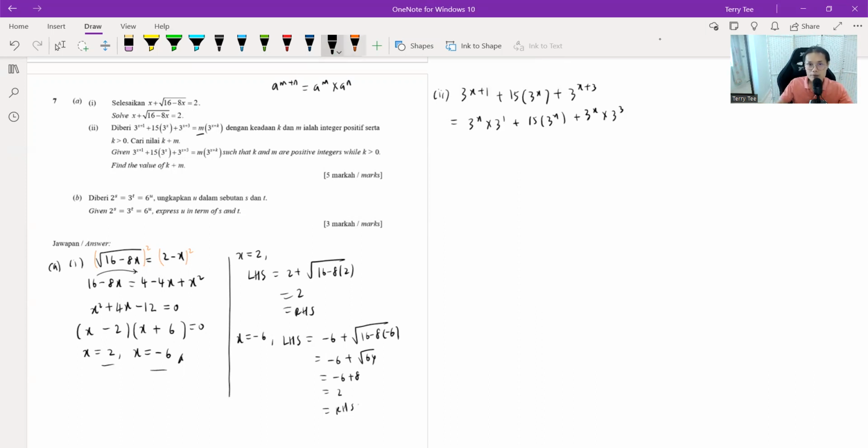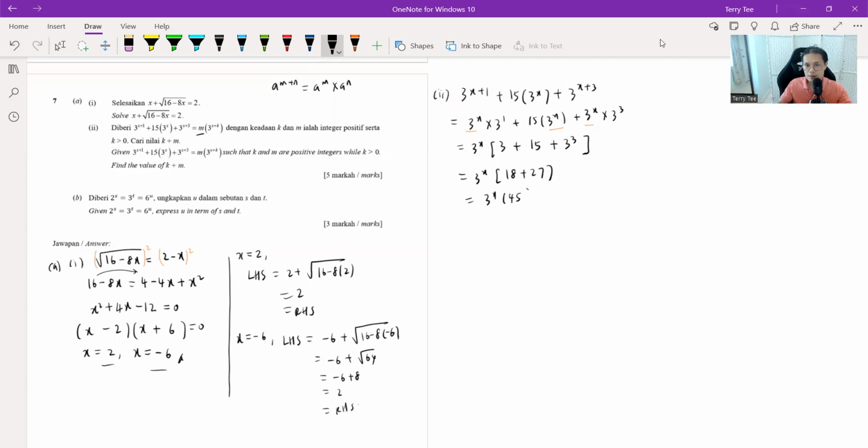Okay, here we have a common factor. My common factor is 3 power x. So we'll take out 3 power x, right? So I'm left with 3 here. I'm left with 15 here. And I'm left with 3 power 3. Yeah? Okay. Now, 3 power 3 is actually 27. So you can just do extra step, 18 plus 27. This will give us 45.